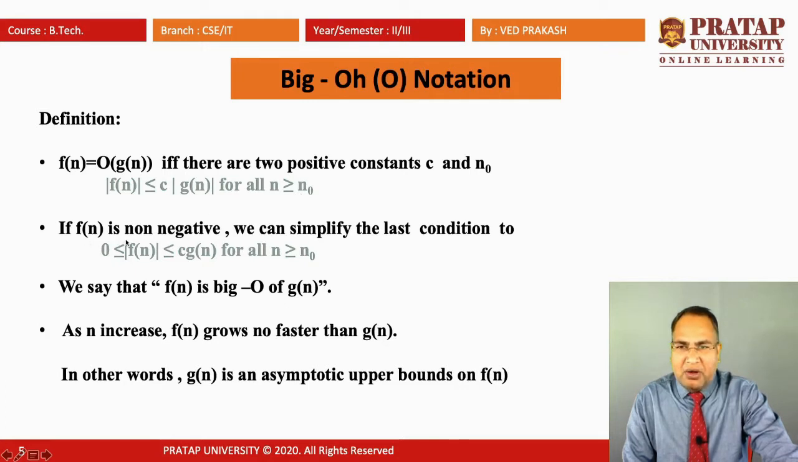If F(n) is not negative, we can simplify the last condition to: F(n) greater than or equal to 0 and C times G(n) greater than or equal to F(n) for all values of n greater than or equal to n0. So, we can say that F(n) is big O of G(n): as n increases, F(n) grows no faster than G(n). In other words, G(n) is an asymptotic upper bound of F(n).